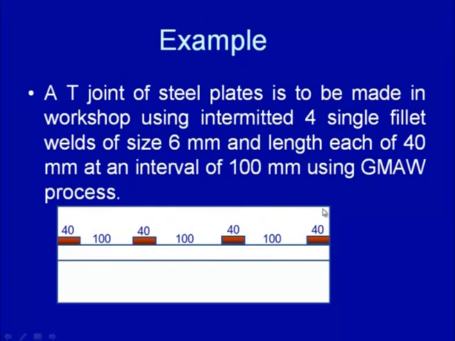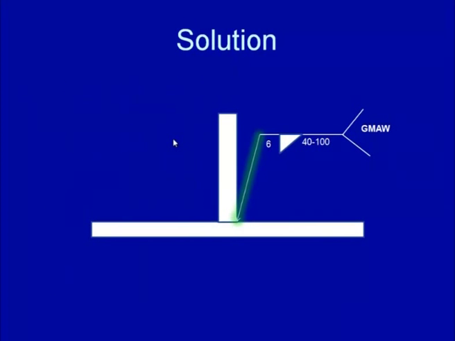One plate is in horizontal position and the other plate is in vertical position, and the four fillet welds, each of 40 mm length with an interval of 100 mm, are shown schematically here, and the fillet size of 6 mm has not been shown in this diagram. Now let us see how, using the welding symbols, we can show these welding details for developing the weld joint.